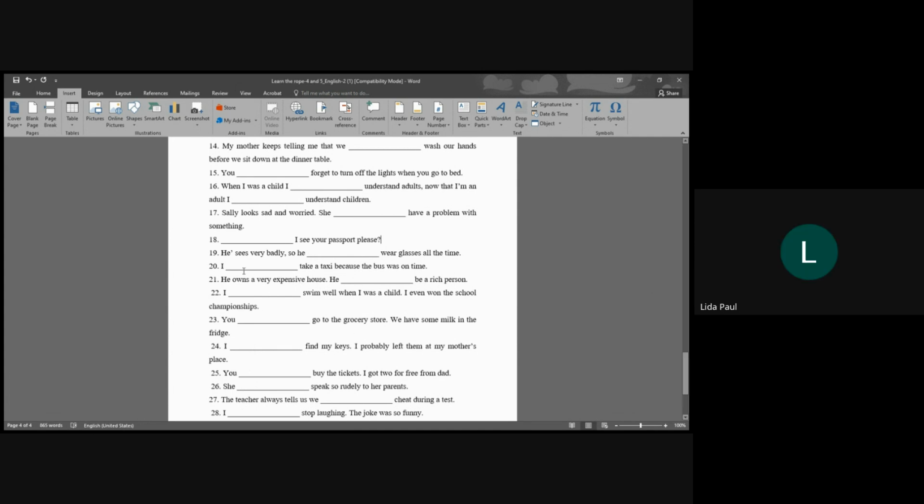Okay, so next one. He sees very badly, so he dash wear glasses all the time. He should wear glasses. He should, or you could also say must, right? He must wear glasses all the time because he definitely can't see. So it's a necessity to wear the glasses, right? So he must wear glasses all the time. Advice in this case is not appropriate because you already know this person's vision is too poor, so you have to show the necessity of it.